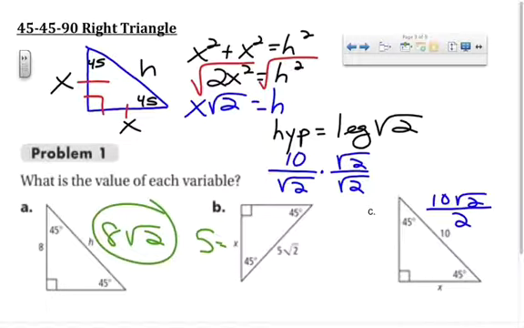Yeah, what do I get, Benjamin? You get 5 radical 2. Your answer is 5 radical 2. Okay, I see how you did that. Beautiful. Music to my ears.